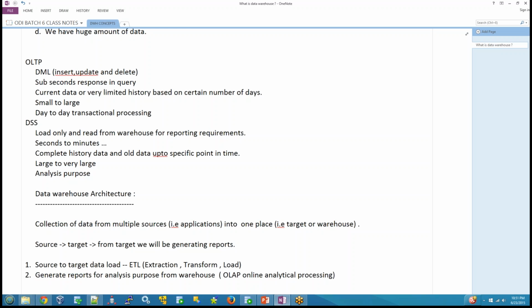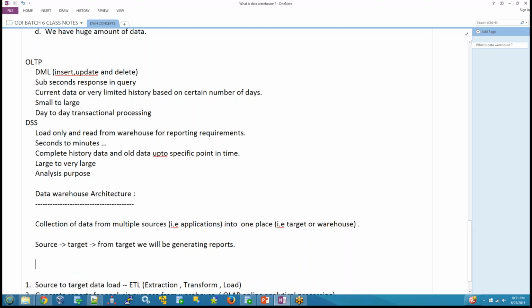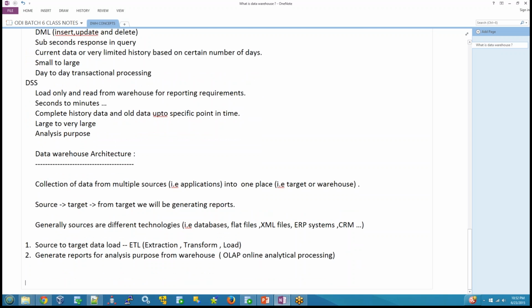So now the complete architecture of a data warehouse is to get the data through ETL, from source to target. The source can be multiple sources of multiple technologies; the source can be any technology. Generally sources are different technologies, like databases, flat files, XML files, ERP systems, or CRM, customer relationship management. It can be a database, a flat file, an XML file, an ERP system, or a CRM. So those are the multiple sources.